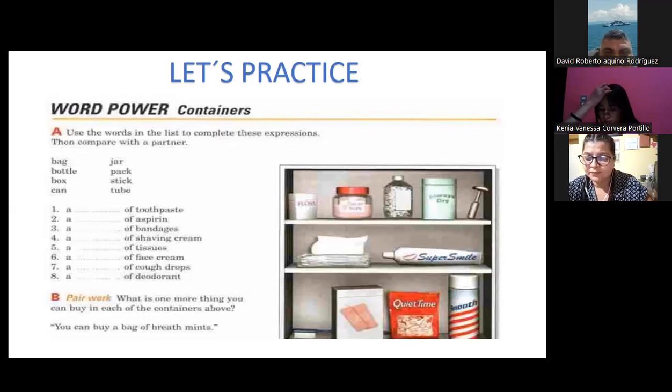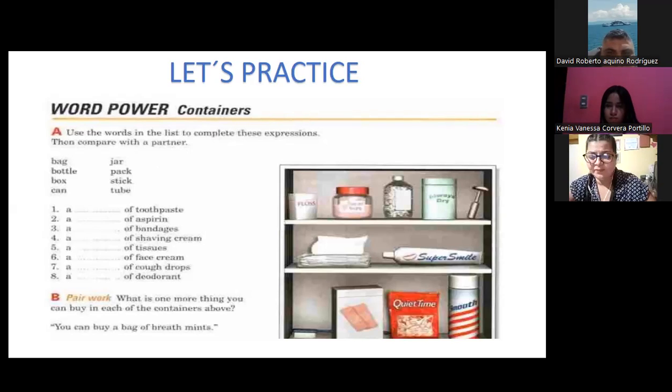All right. What about the number four? Help me with that. Can. Of shaving cream. Okay. Of shaving cream? Crema de afeitar? ¿Cuál creen que sería? A tube? No.